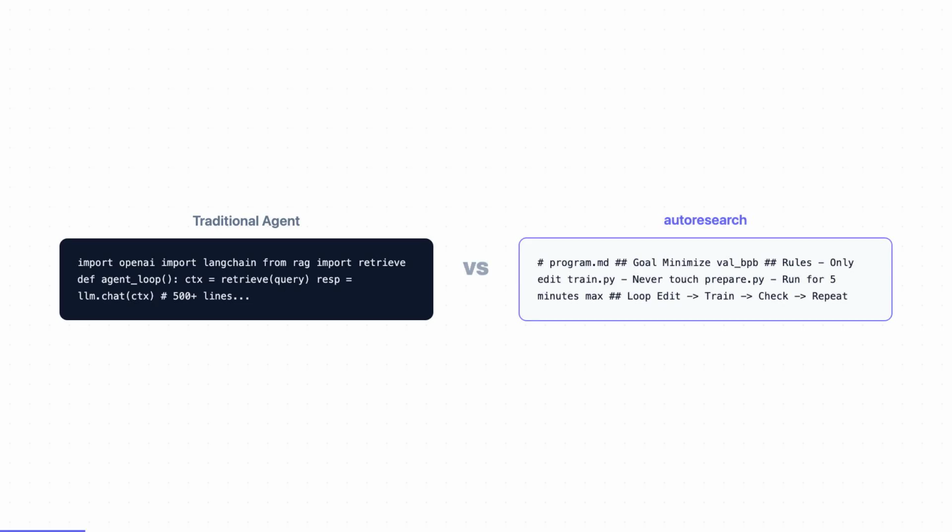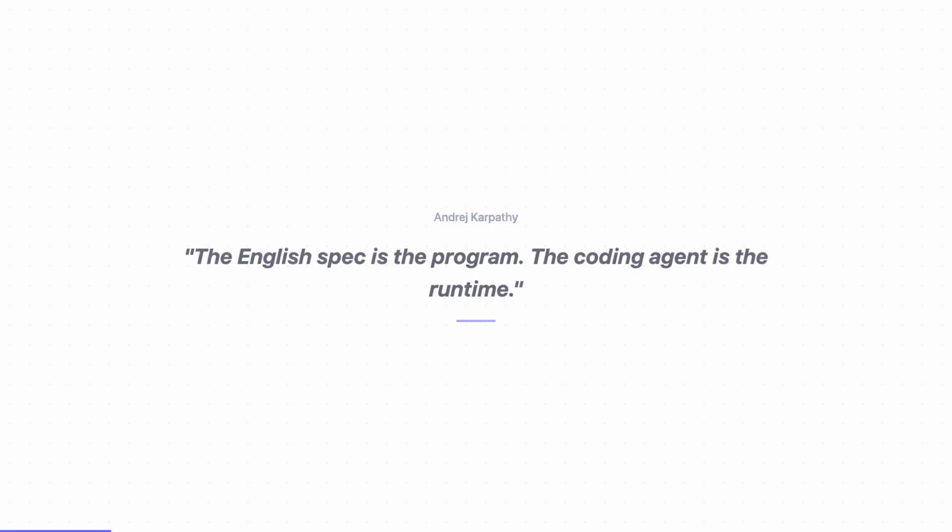You write a markdown file called program.md that tells the agent what to do. Karpathy put it this way, quote, "The core idea is that you're not touching any of the Python files like you normally would as a researcher. Instead, you're programming the program.md markdown file that provides context to the AI agents and sets up your autonomous research org." End quote. Think about that for a second.